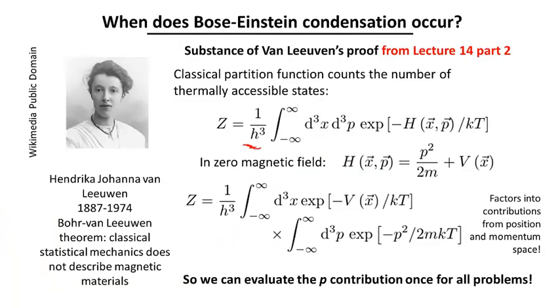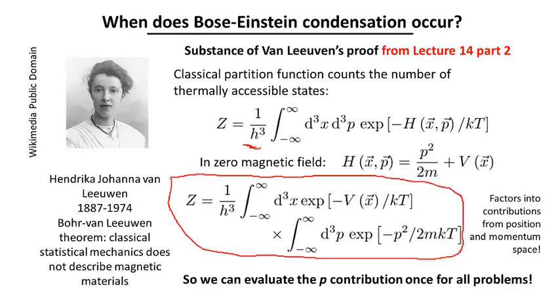Well, when does this condensation phenomenon occur, and what is it? So we're going to go back and return to classical statistical mechanics, which is what Einstein used. Now, you might say it's quasi-classical because it has a Planck's constant in it, but this is the accepted standard form for calculating the number of thermally accessible states of a classical system. And you will recall that in the previous lecture we discussed the calculation of the partition function in this form.